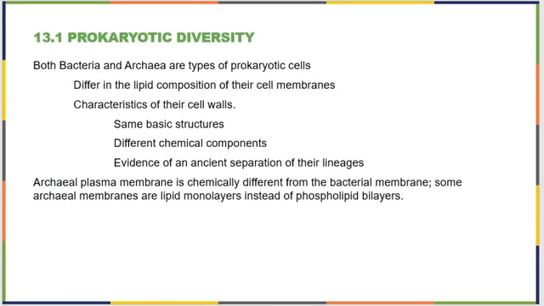So I mentioned archaea before. Both bacteria and archaea are types of prokaryotic cells. They tend to differ in the lipid composition of their cell membranes. Their cell walls, though, do share the same basic structures. They just have different chemical components. When we study these chemical components, we get some evidence of the ancient separation of their lineages. So they did come from the same common ancestor, but it was a long time ago. We can see some interesting features in the two of them that are the same, and some pretty interesting features that are quite different.